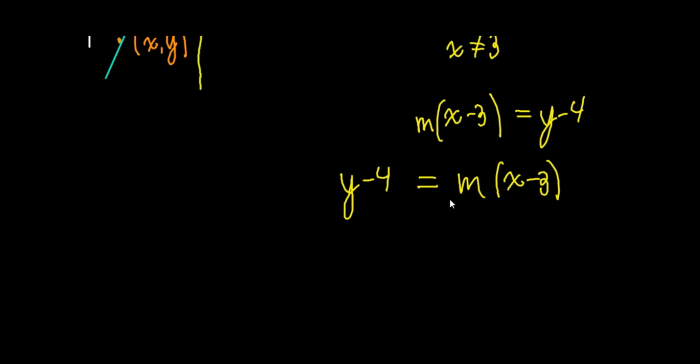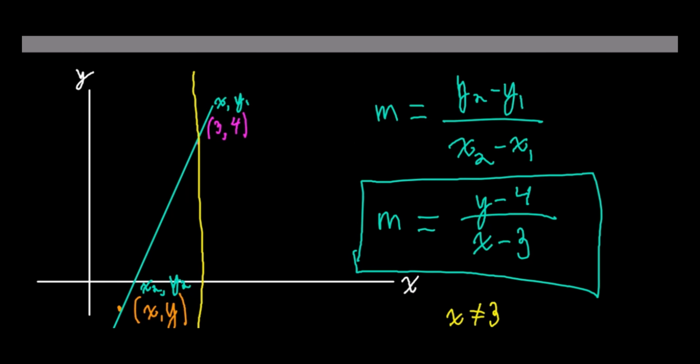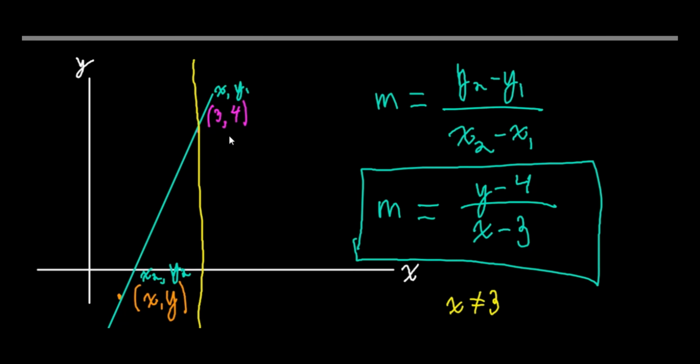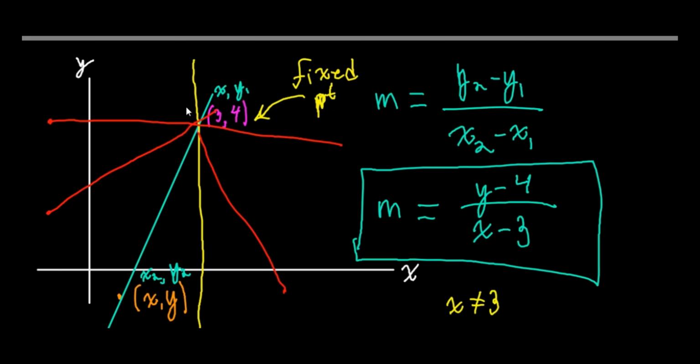Remember this 3 comma 4, I started off with just a random point 3 comma 4. Notice here that 3 comma 4 was our fixed point, and x comma y was a point that could be whatever we wanted it to be. The reason we call 3 comma 4 the fixed point is to make it distinct from this point x comma y, which could be anything we want. Like x comma y could be over here, x comma y could be over here, it could be anything.